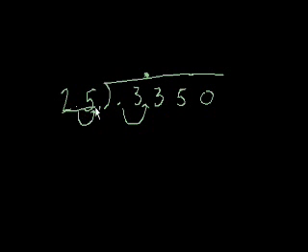So how many times does 25 go into 3? Well, 0. So you can put a 0 here just for fun if you want. How many times does 25 go into 33? Well, it goes into it 1 time. 1 times 25 is 25. 33 minus 25 is 8.